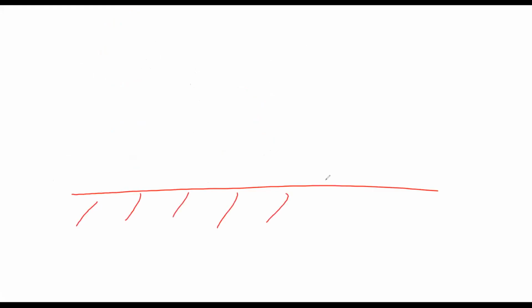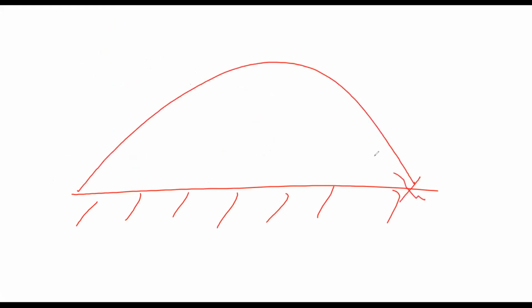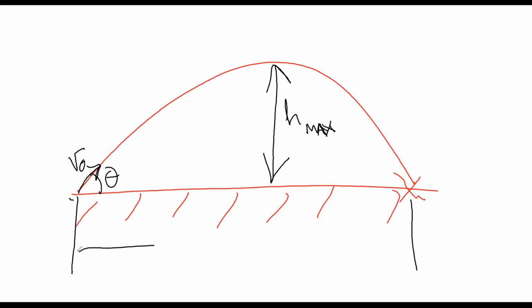All right, so for the projectile motion problem, we had ground, had a ball being thrown, hitting somewhere over here. We have some initial velocity and some firing angle. The question is, what's the highest height, and the overall range of this projectile?